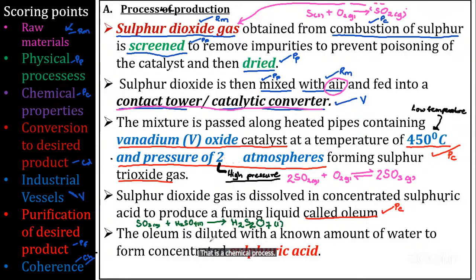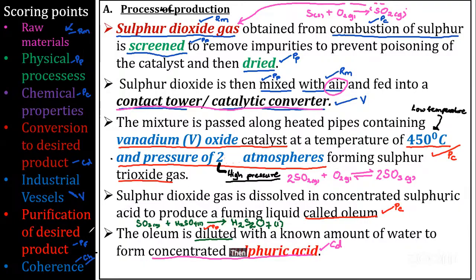Then the oleum is going to be diluted. Dilution receives a mark of a physical process with a little amount of water to form sulfuric acid. Our sulfuric acid is conversion to desired product.